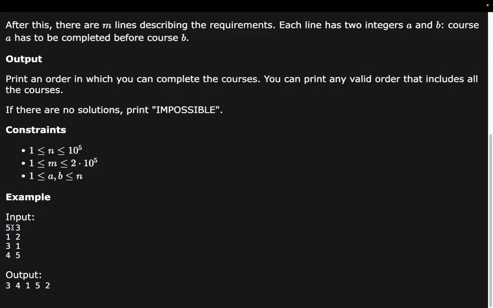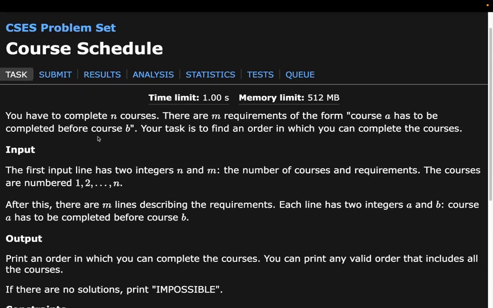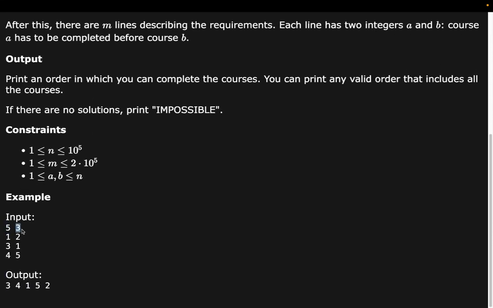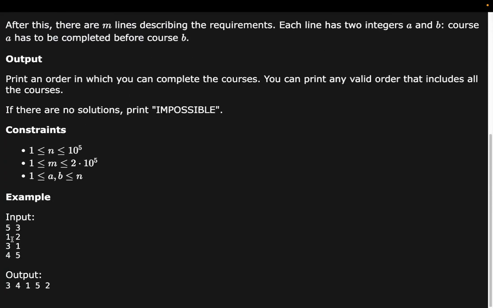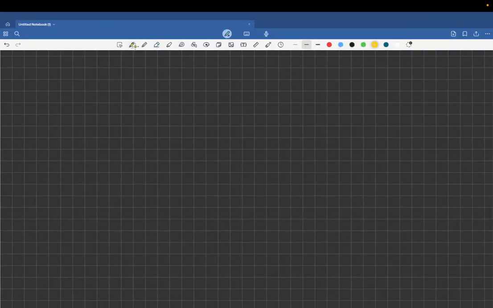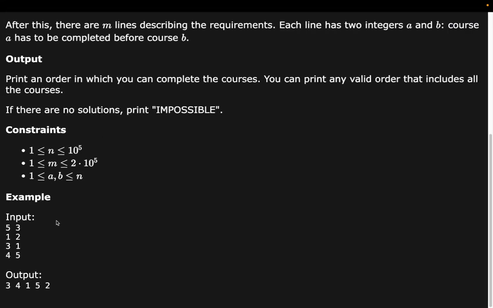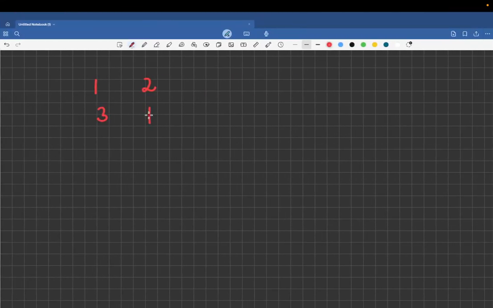So in the input, we have 5 courses and there are 3 requirements, and the requirements are that A to B means course A has to be completed before course B. So over here the input says that 1 has to be completed before 2. Let me just write it down over here. What are the requirements? 1 has to be completed before 2. 3 has to be completed before 1. And 4 has to be completed before 5. Okay. So there are in total 5 courses and these 3 requirements that we have.